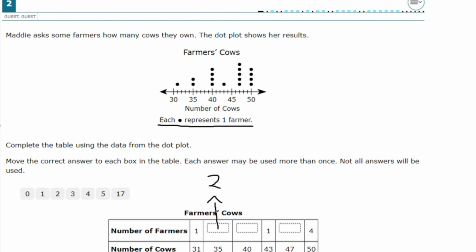Okay, let's move over to 40. At 40 cows, we see that there are how many dots? There are 4 dots. So the answer here is going to be 4. Okay, we move over to 43, right? We see there's 1, which is listed in the table. All right, we move over to 44, 45, 46, we don't see anything. But once we get to 47, we see some dots. How many dots are there? Well, we see that we have 5 dots, okay? So for 47, we're going to use 5. And so that's how you solve this problem.